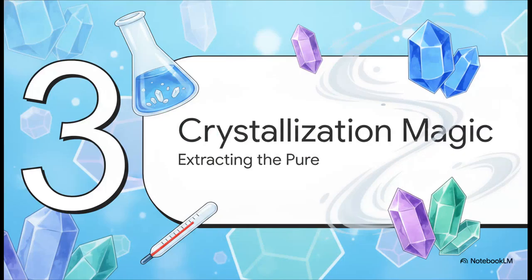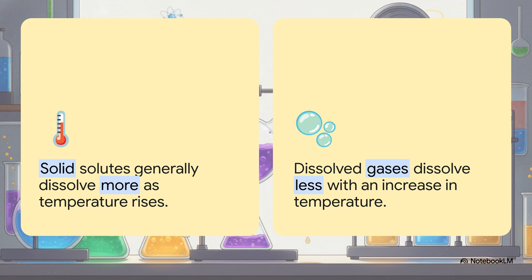Section 3. The magic of crystallization. Extracting the pure. Okay, now that we totally understand solutions and concentrations, how do we reverse the whole process? How do we extract a pure solid out of a liquid mixture? Well, the secret key here is temperature.